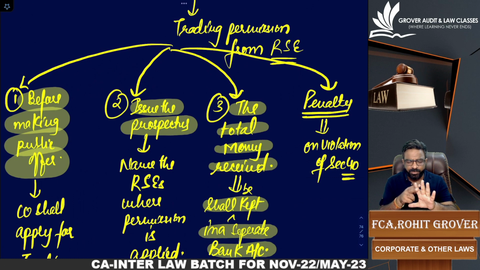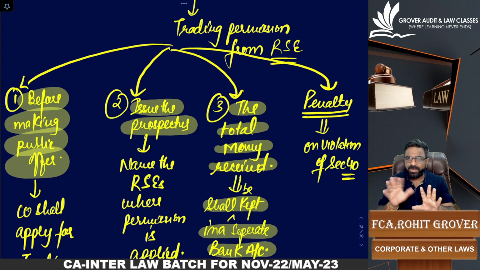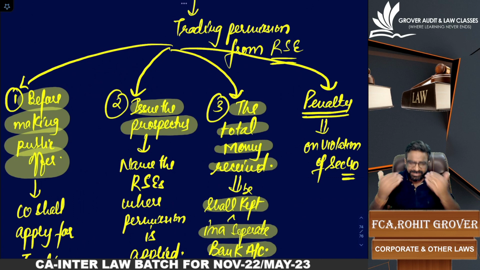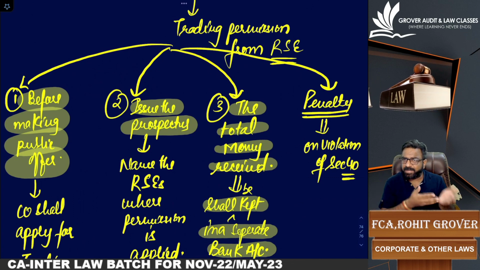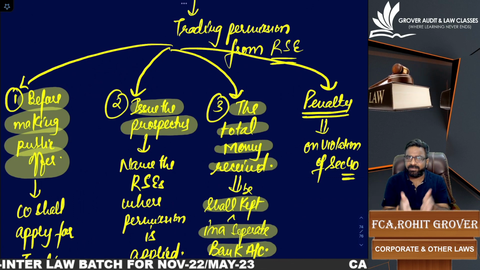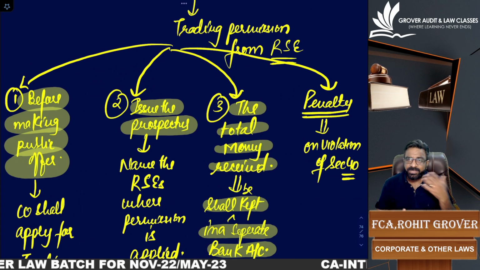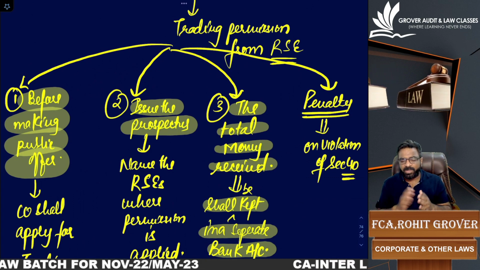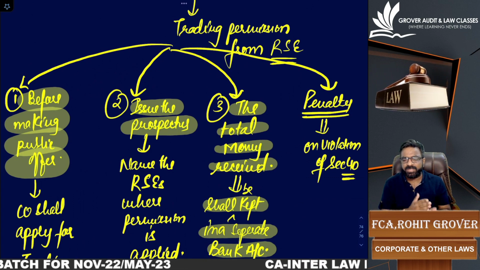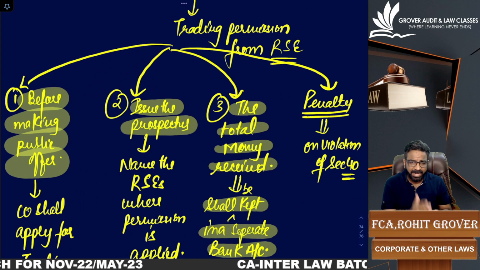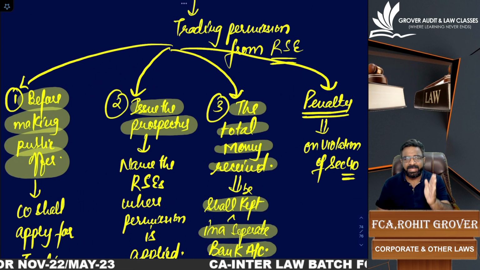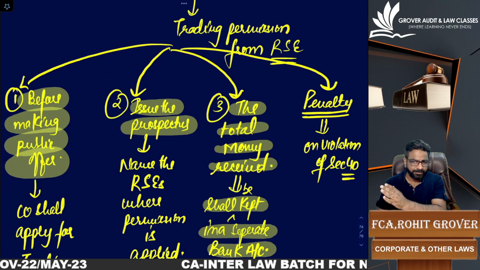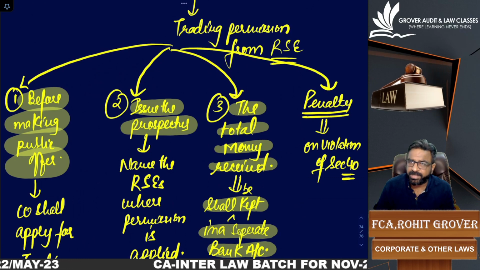What is point number 2? Don't wait for the permission to come. Just issue the prospectus and name the recognized stock exchange. Say that we have applied for the permission. Point number 3: the amount is required to be kept in a separate bank account, to be utilized only for allotment, adjustment and refund purposes. So if you violate any of these 3 points, that is called violation of section number 40.